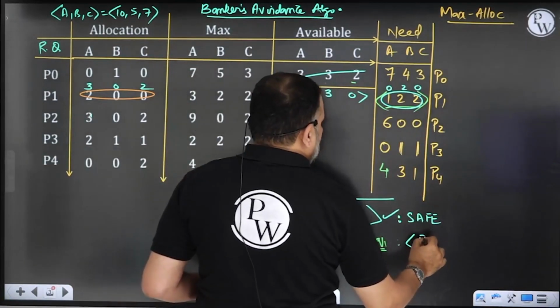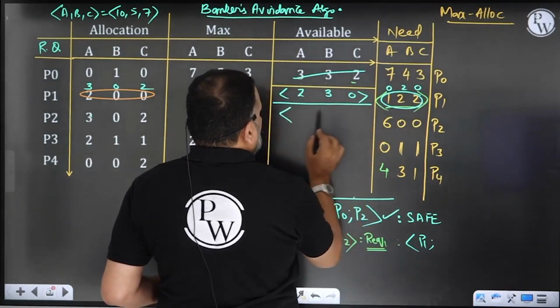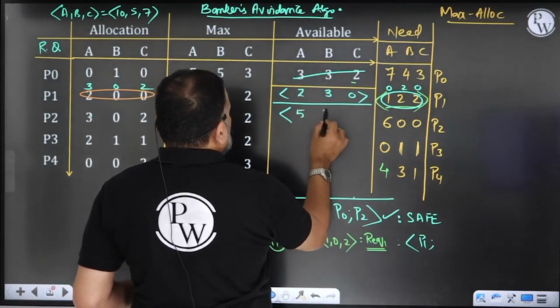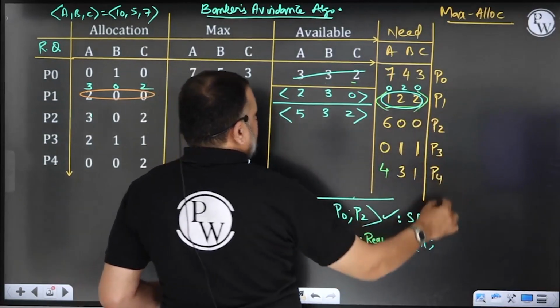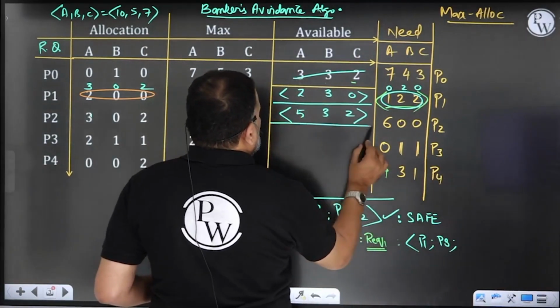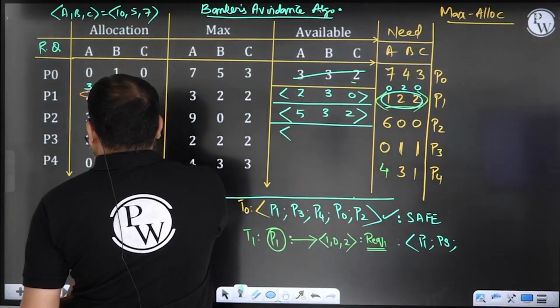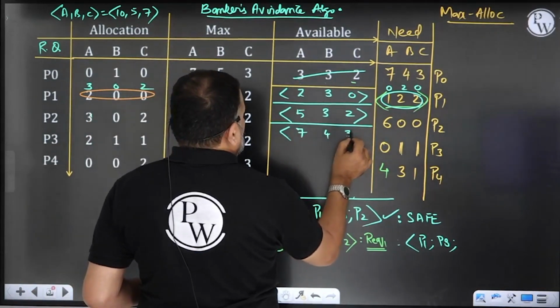So I complete P1. When I complete P1, what will my new available become? The current allocation 302 is added to this, so it becomes 532 after completing P1. Then P2 we cannot satisfy, P3 we can. After completing P3, my new available will become how much? Boys and girls, the allocation of P3 is 211. When I add 211, it becomes 743.